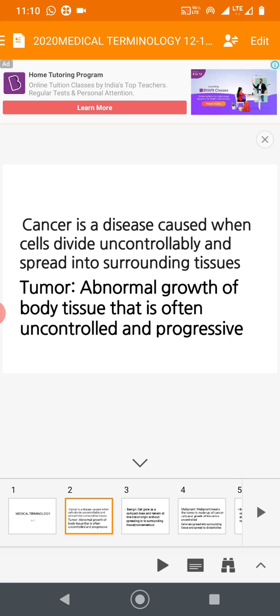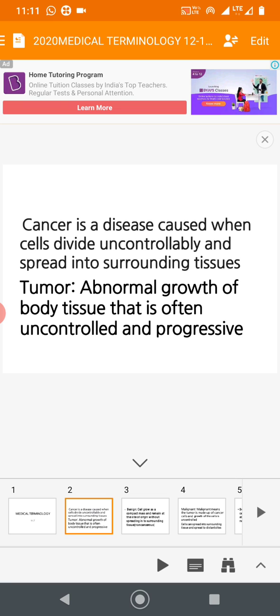See, we use a term like cancer, it's a general term. What is cancer? It is a disease caused when cells divide uncontrollably and spread into surrounding tissues. Here the words uncontrollably and spread into surrounding tissue, that is called cancer. It may occur in different parts of the body. It is uncontrolled cell division.